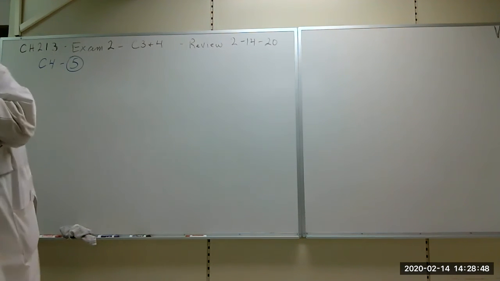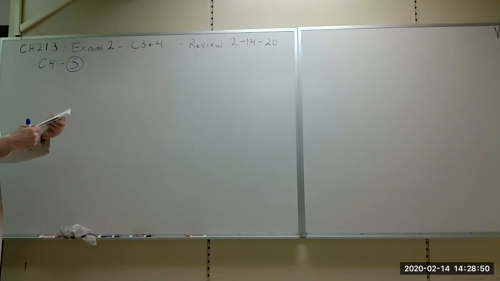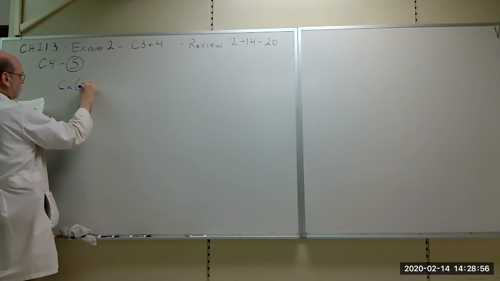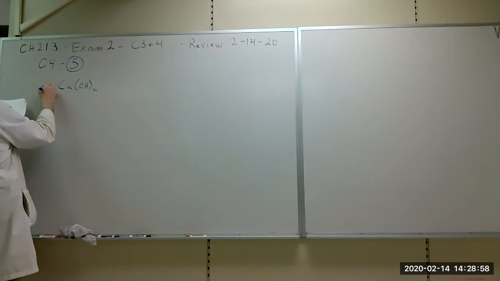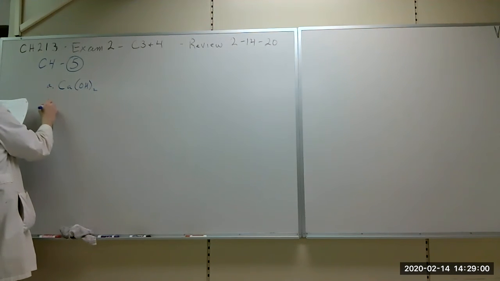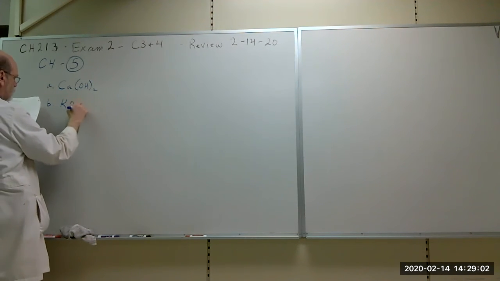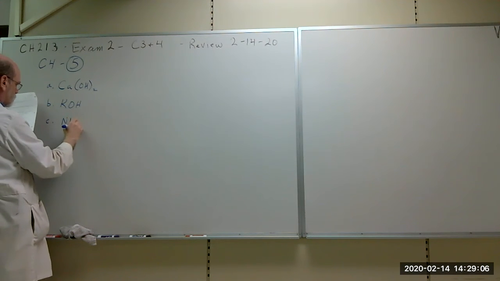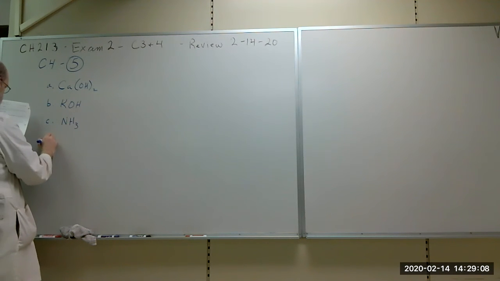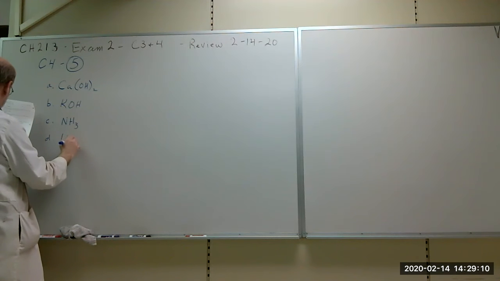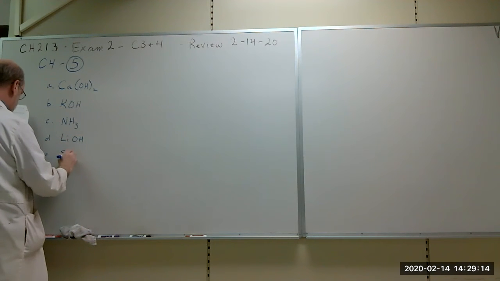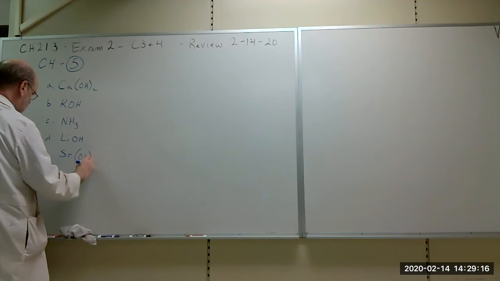So number 5, which of the following is not a strong base? Okay, so we have this one, A, B, KOH, C, NH3, D, lithium hydroxide, and E, strontium hydroxide.